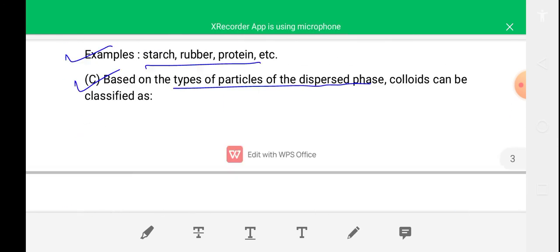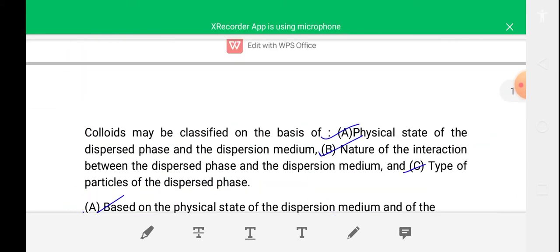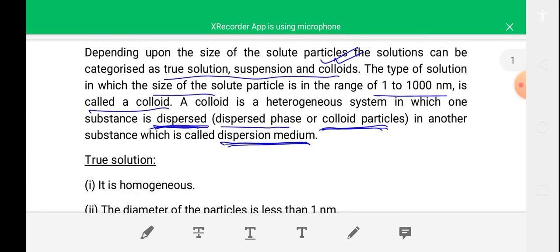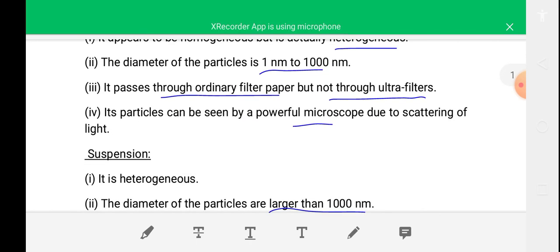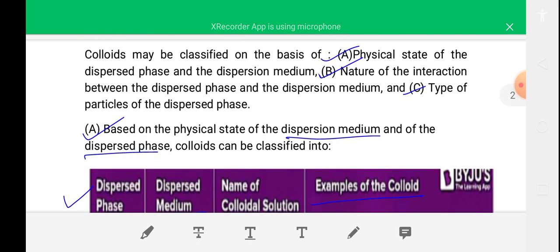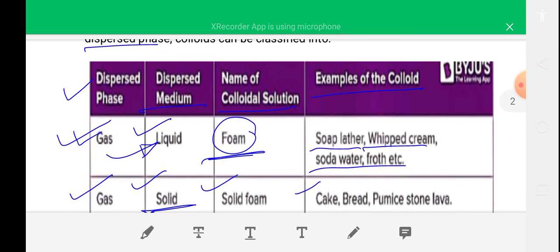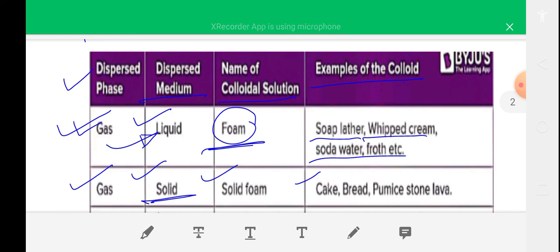So today I have told what colloids are, properties of colloids, and types of colloids. Each type of colloid you have to read, and remember with the examples.